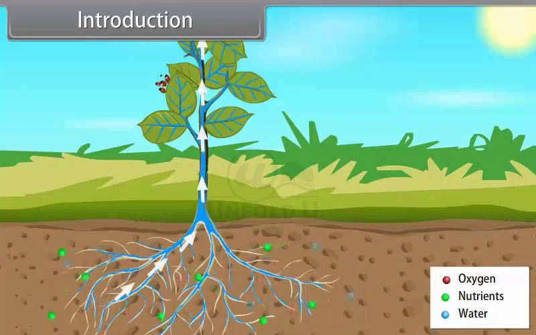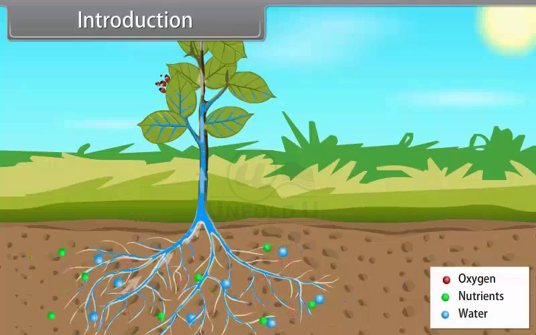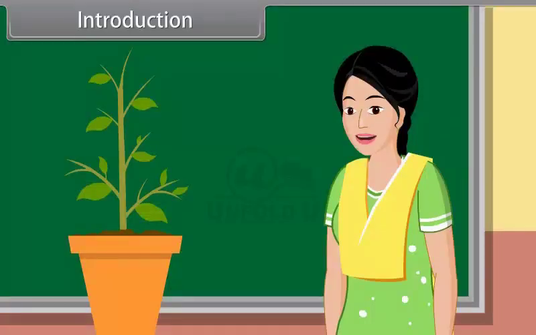One more thing I would like to tell you is that there are 5 plant growth regulators. They are auxins, gibberellins, cytokinins, ethylene and abscisic acid. Okay. Now it's time to learn about plant growth and development.